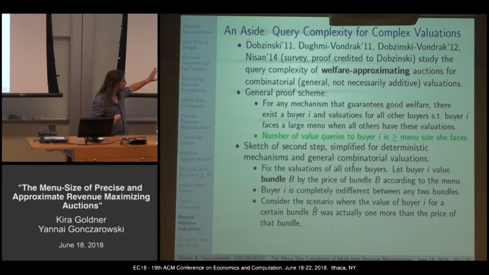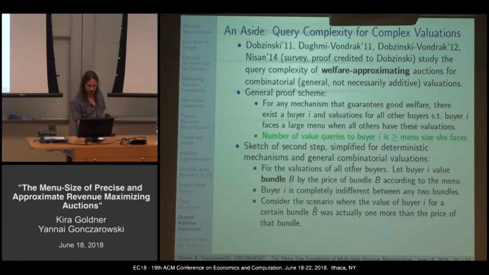In this case, the mechanism must award him this bundle, which he values, which he gets utility 1 from, and he gets utility 0 from all other bundles. Since we can do this to arbitrarily any bundle that we wanted, because we're talking about general combinatorial valuations and not additive, if the mechanism doesn't ask the buyer about even a single bundle, it may be this bundle that the mechanism must award. So this means that the number of bundle queries that the mechanism must ask the buyer is at least the number of bundles on the menu, which they show that under certain conditions is large.